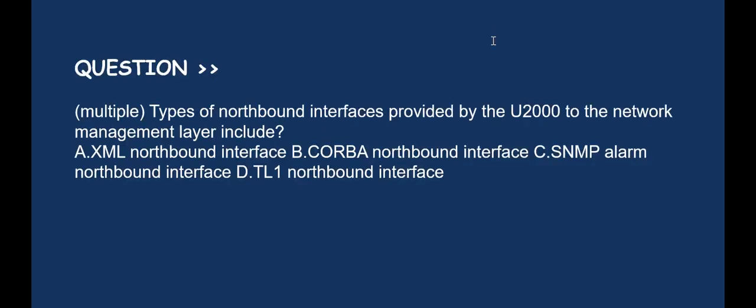Next one, types of northbound interfaces provided by the U2000 to the network management layer include. Option A, XML northbound interface. Option B, CORBA northbound interface. Option C, SNMP alarm northbound interface. Option D, TL1 northbound interface. The correct answers are option A, B, C and D.